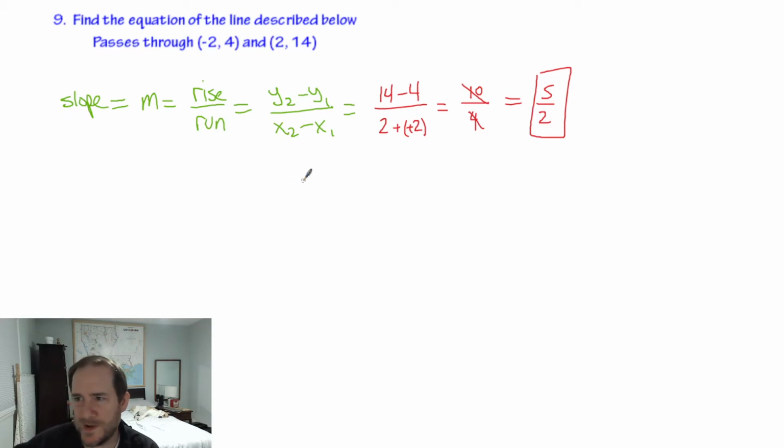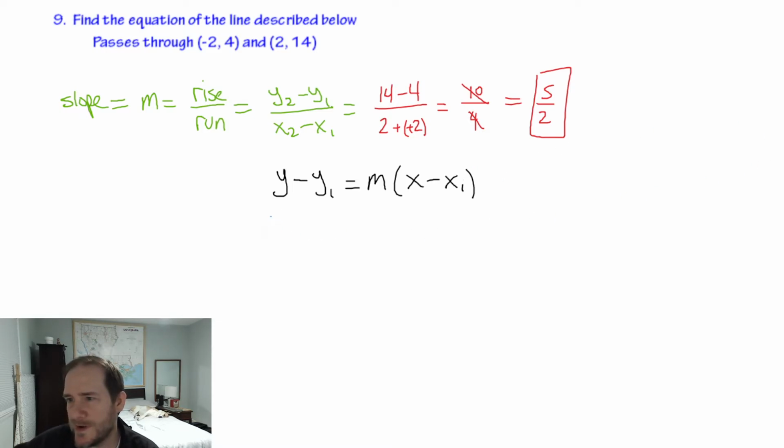Now from here I guess we could graph again. We could pick one of the points and use the 5 over 2 to plot points, but let's do the algebra one more time. The algebra says we'll use y minus y1 equals m times x minus x1.